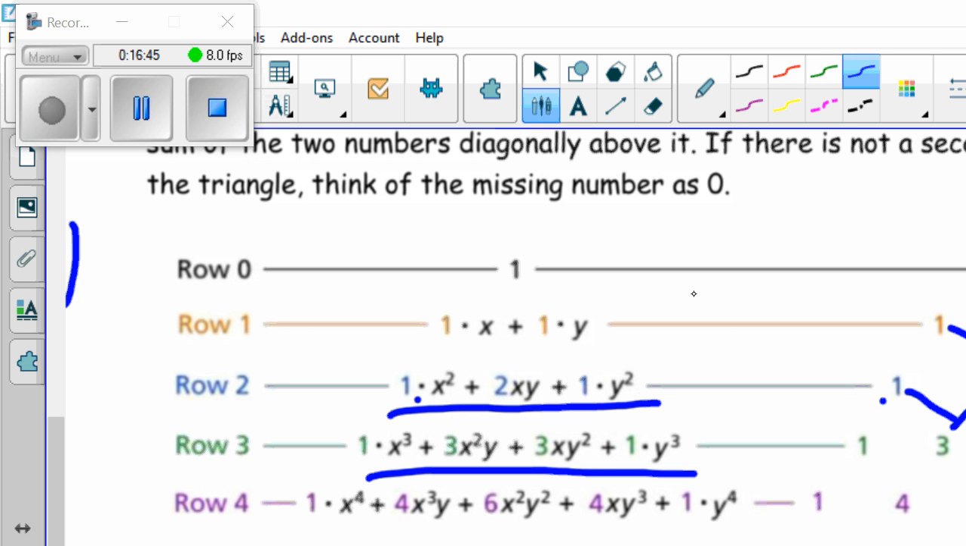x plus y to the 4th power. Again, 1, 4, 6, 4, 1. 1 plus 3 gets me 4. 3 plus 3 gets me 6. 1 plus 3 gets me 4.